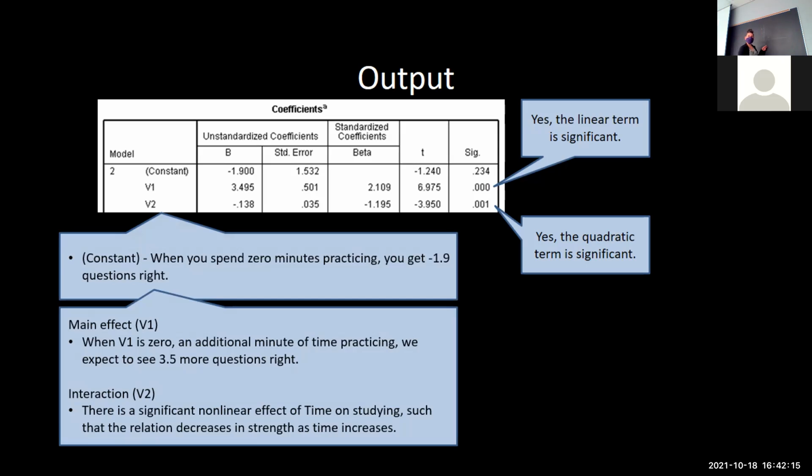The next time it's going to go up by 3.5, but take back again 0.138. So instead of going all the way to 3.5, it's going to be a little bit less than that. So that slope is slightly less steep. And so on.